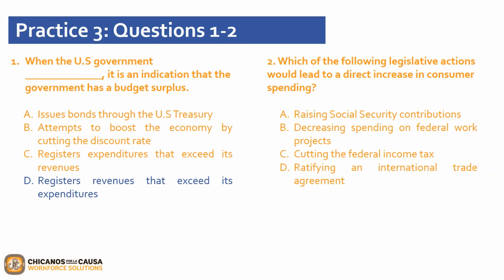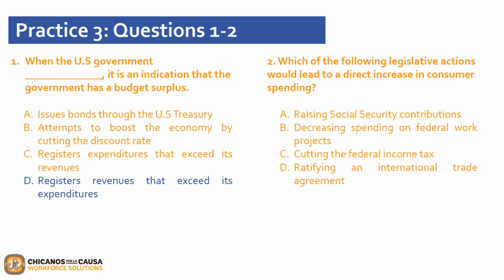Okay, let's move on to question 2. Which of the following legislative actions would lead to a direct increase in consumer spending? A, raising Social Security contributions. B, decreasing spending on federal work projects. C, cutting the federal income tax. Or D, ratifying an international trade agreement.